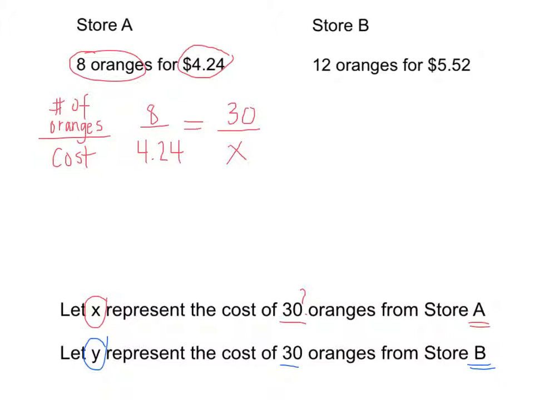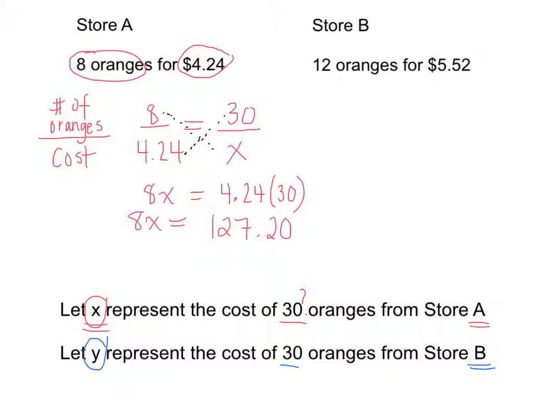So I'm going to multiply the numerator 8 by the denominator from the other fraction, which is x. 8 times x can be written as 8x. And then I'm going to multiply the denominator, 4.24, by the numerator from the other fraction. So this is equal to 4.24 times 30. So let's simplify the right side of the equation. 8x equals 127.20. I need to isolate for x because I want to know what x is equal to, because that will tell me how much 30 oranges cost.